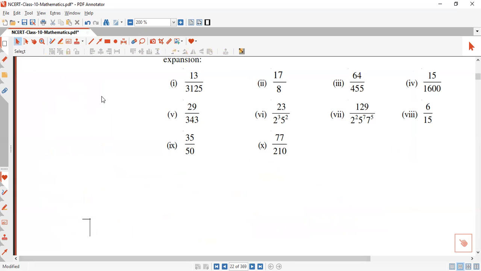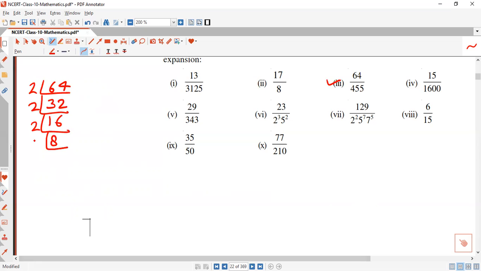Now see this third part: 64 upon 455. Now we do the factorization first. 64 to 32 to 16 to 8 to 4 to 2. How many twos are here? 1, 2, 3, 4, 5, 6. So 64 can be written as 2 raised to 6.